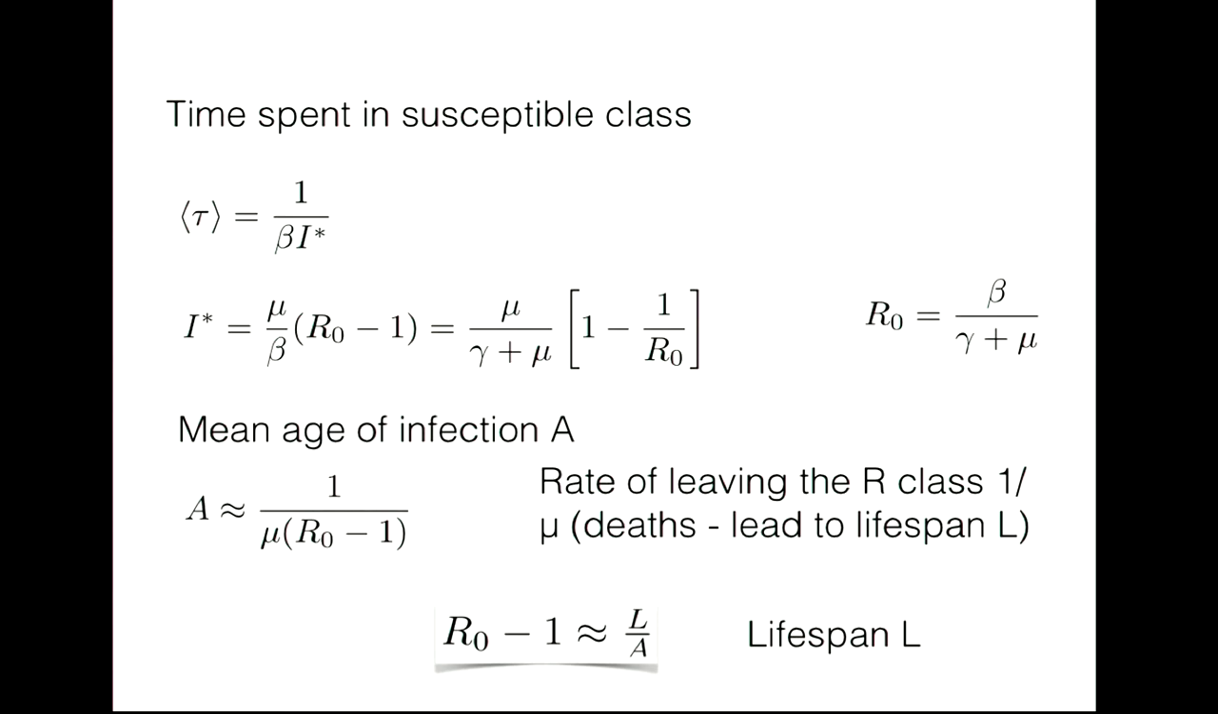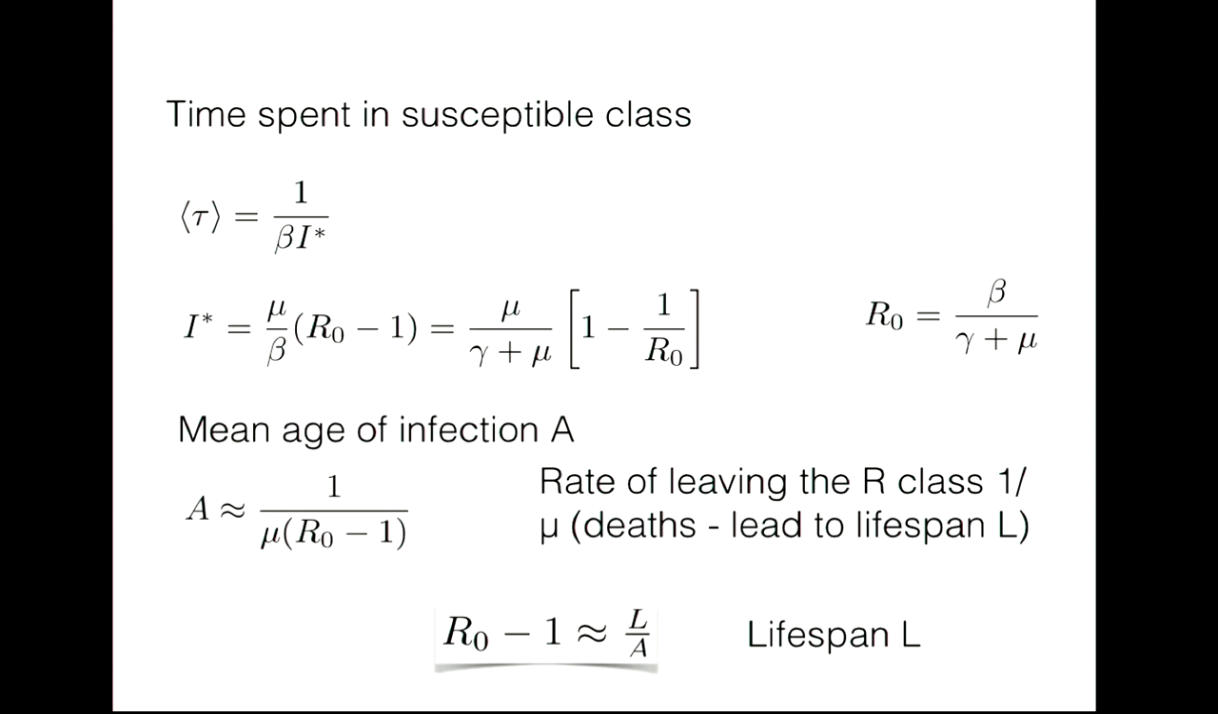We set tau equal to 1 by beta I star. We wrote I star in terms of R naught, mu and gamma plus mu. But now let's look at the mean age of infection. The mean age of infection can be calculated from here as 1 by mu times (R naught minus 1).